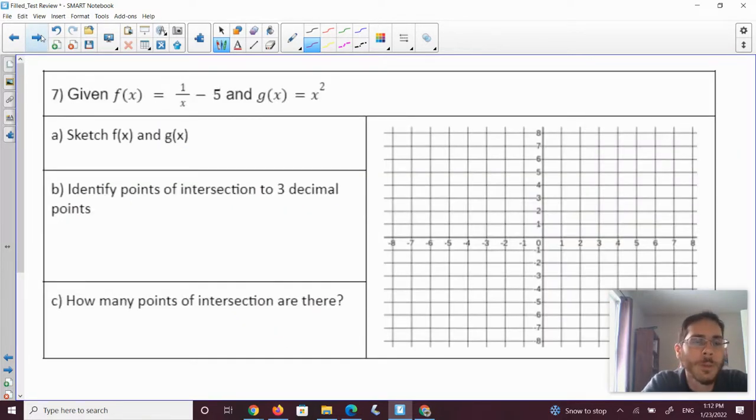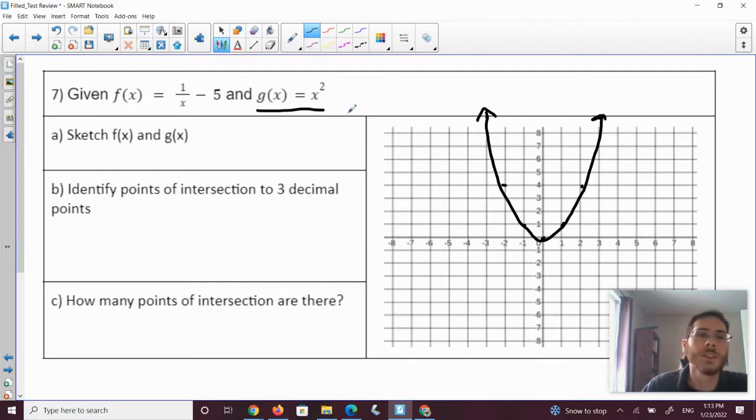For number 7, we've got a couple graphs. We have to sketch f of x and g of x, then identify points of intersection to 3 decimal points, and then how many points of intersection there are. All right, well, if we really wanted to, we probably could sketch these two without making a graph in Desmos. G of x is x squared. That's very nice because that's just our regular parabola. I mean, we could even draw in the points really quickly. 3, 9, like up here. And so g of x is pretty quick.